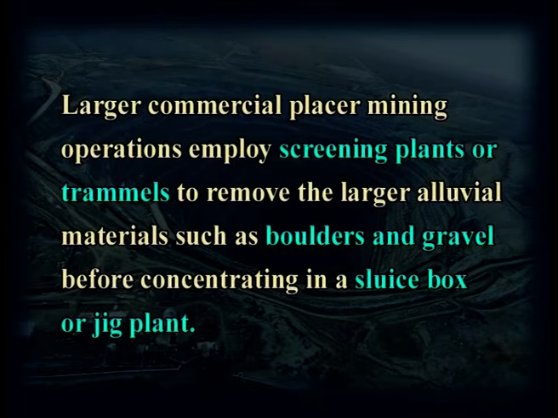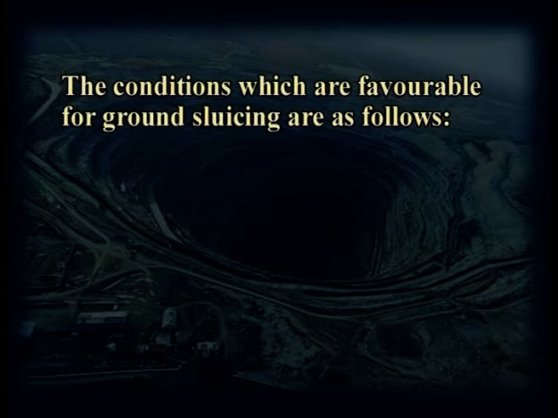The larger commercial placer mining operations employ screening plants or trommels to remove the larger alluvial materials such as boulders and gravel before concentrating in a sluice box or a jig plant. These operations typically include diesel powered earth movers, equipment including excavators or dozers, wheel loaders and rock trucks.